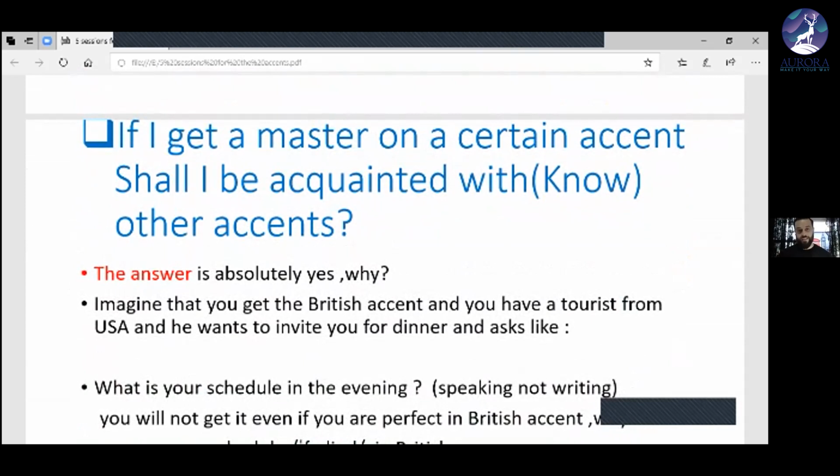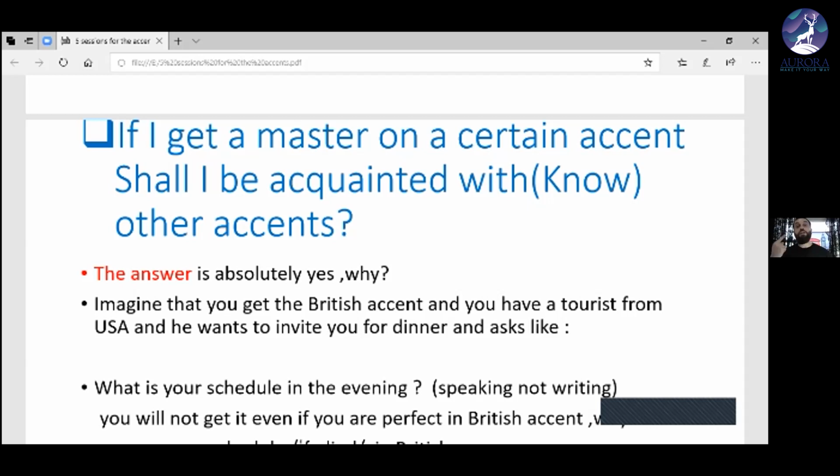If I master a certain accent, shall I be acquainted with other accents? For example, I'm Isaac. If I take the British accent for myself, so I speak British. Whenever I go, I speak British. I speak British on the phone, with foreign people, with my family, with my students. So I command the British accent for myself. So the question here: shall I know the other accents? Shall I know the American accent, the Canadian one, the Australian one, the Indian one?